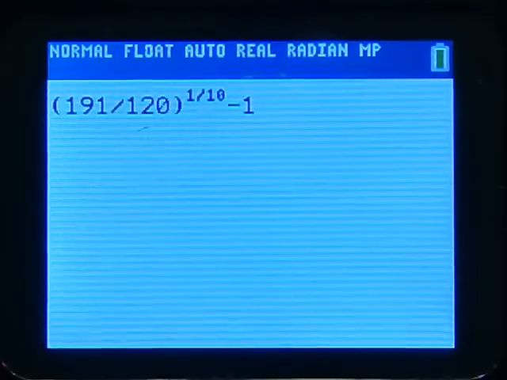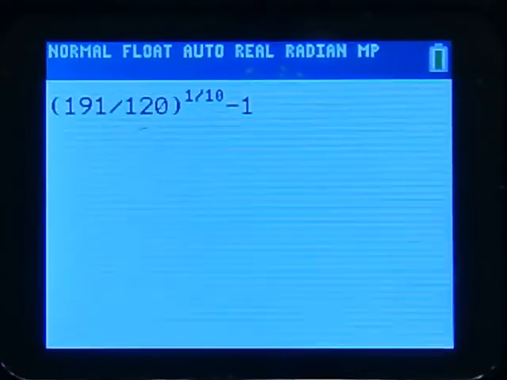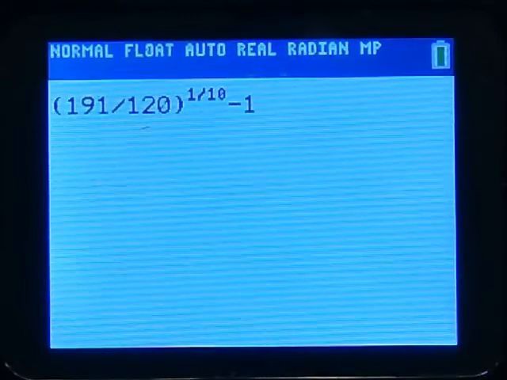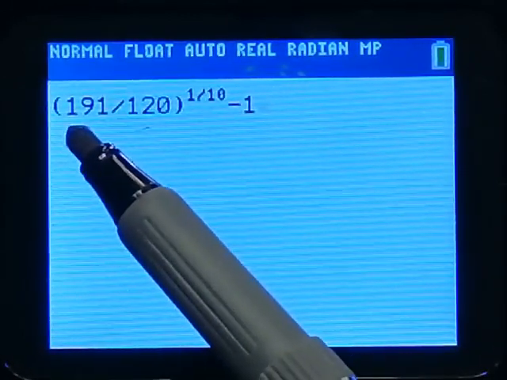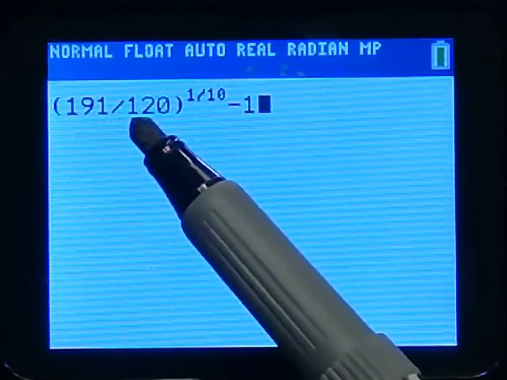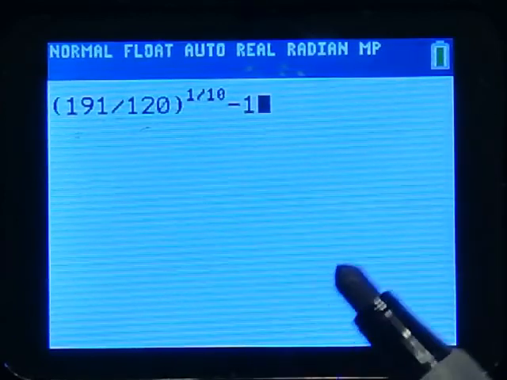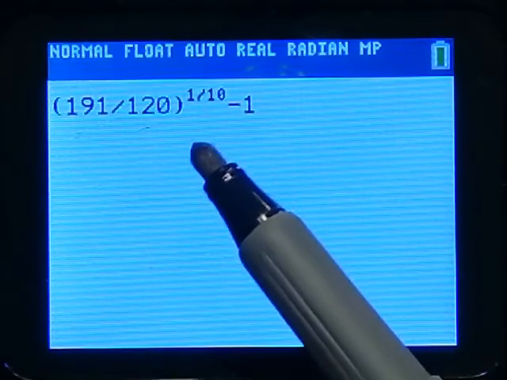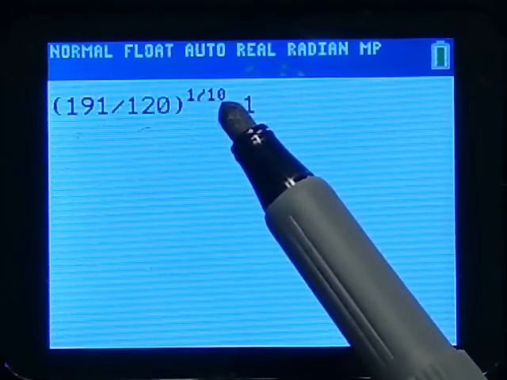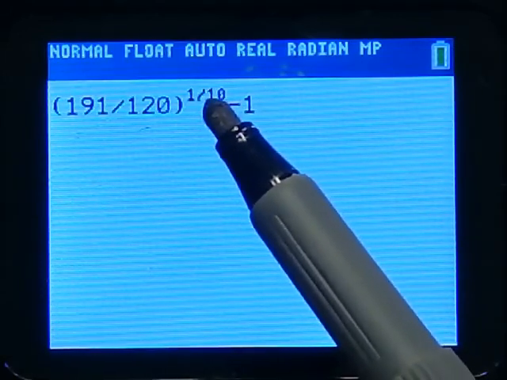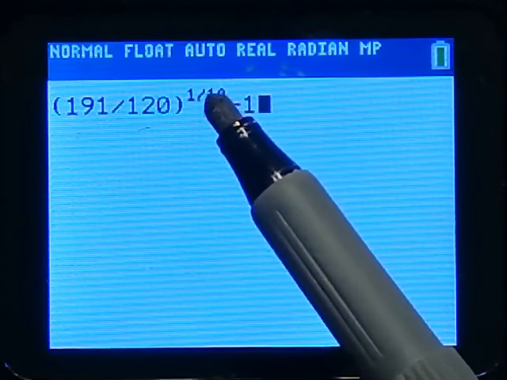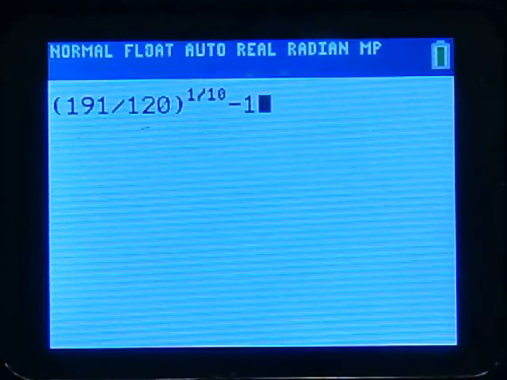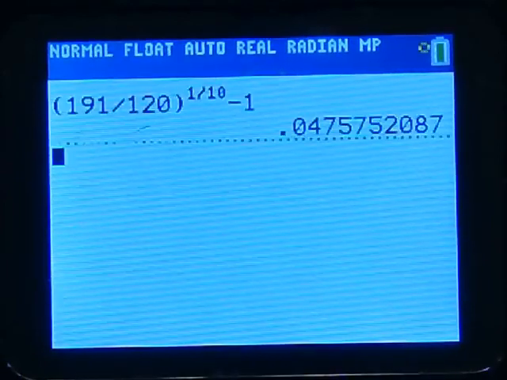All right, I went ahead and punched this in the calculator. One thing I forgot to mention here was that I just went ahead and divided both of these numbers by 1,000 to get the numbers a little smaller, less to work with. And I'm raising the whole thing, make sure you use parentheses here, to the 1/10th power. Make sure you get out from underneath that exponent there, and then you can subtract 1. Let's see what we end up with here.